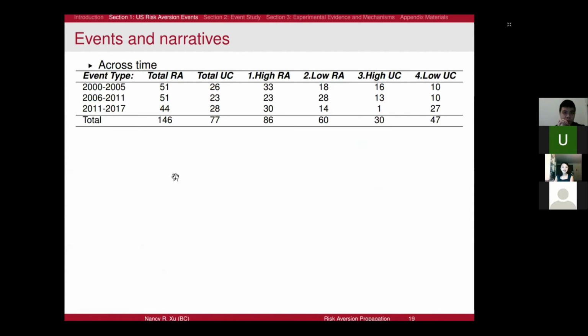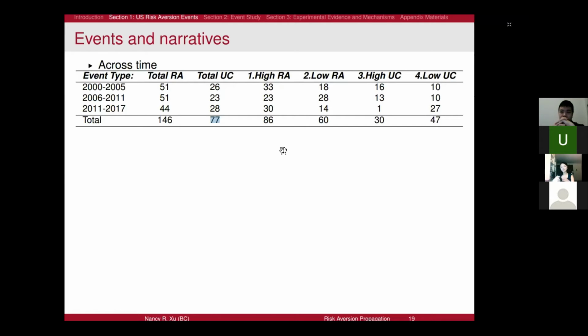Now, what do we see? We see 146 risk aversion events. 86 are identified as high risk aversion, 60 are identified as low risk aversion, and 77 uncertainty events. And the other thing I really like is it kind of equally spreads out across time. It's not like we have every event from the global financial crisis around 08 and 09, right? That's exactly the thing I want to avoid.